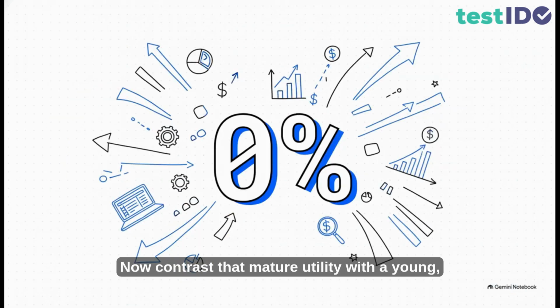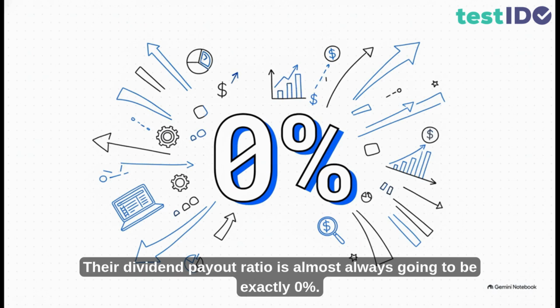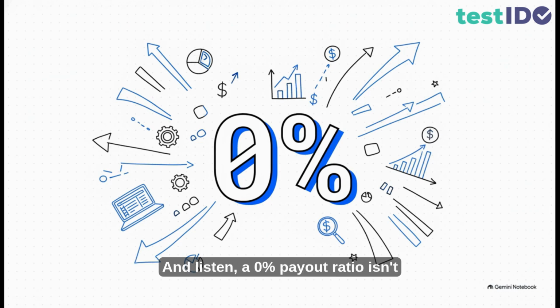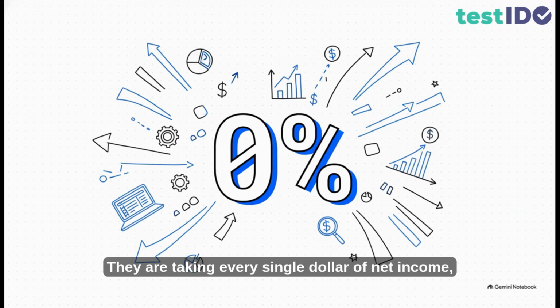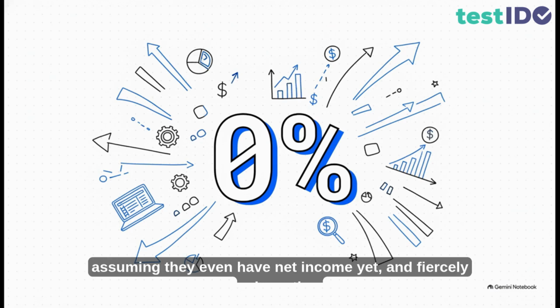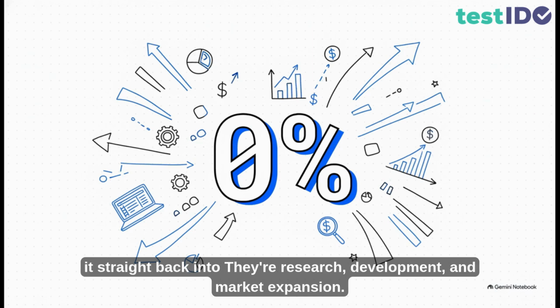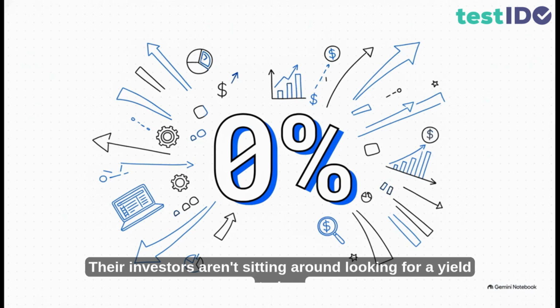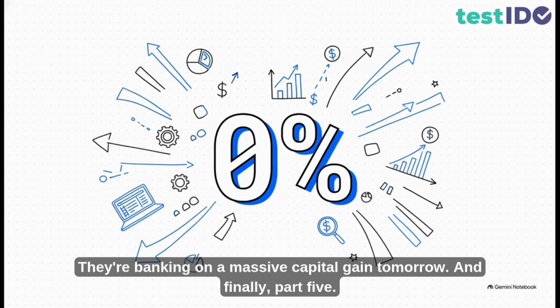Now contrast that mature utility with a young, aggressive tech startup out in Silicon Valley. Their dividend payout ratio is almost always going to be exactly 0%. And listen, a 0% payout ratio isn't a sign of failure for a startup at all. It's a strategic necessity. They are taking every single dollar of net income, assuming they even have net income yet, and fiercely reinvesting it straight back into research, development, and market expansion. Their investors aren't sitting around looking for a yield today. They are banking on a massive capital gain tomorrow.